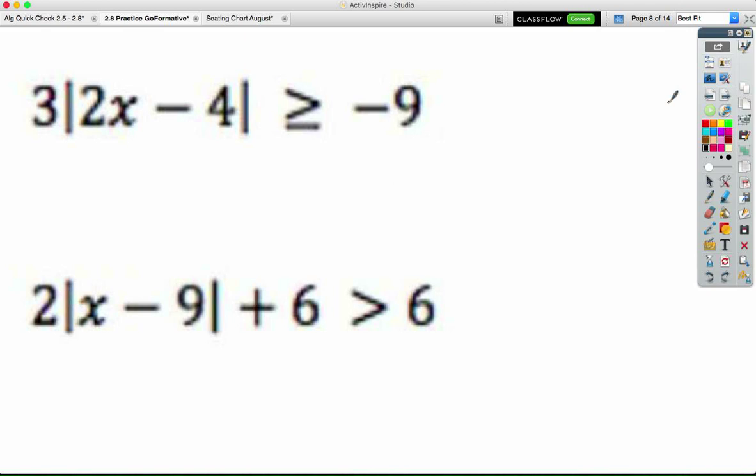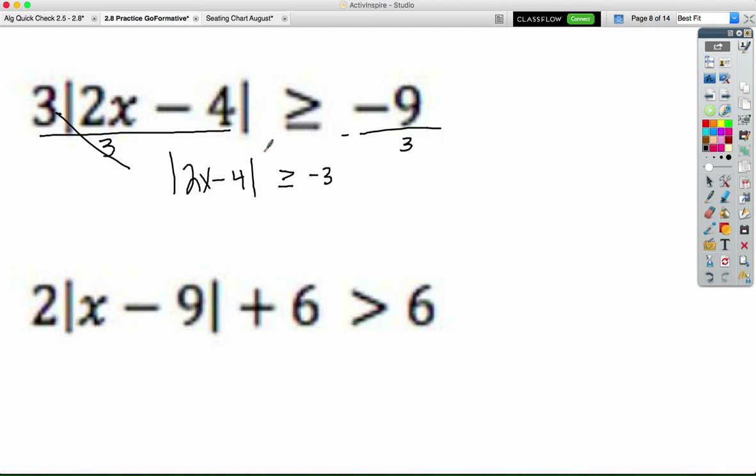Our next one, we've got a little cleaning up to do. I still have another number or other terms on the left side aside from the absolute value expression. So I need to get rid of the 3 being multiplied by dividing it on both sides. Left with the absolute value of 2x minus 4 is greater than or equal to -9 divided by 3, which is -3. So I can pause here now that I have isolated the absolute value expression.